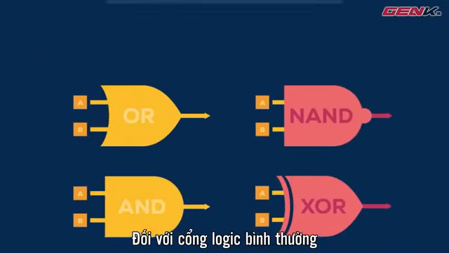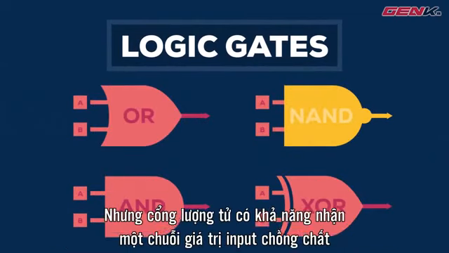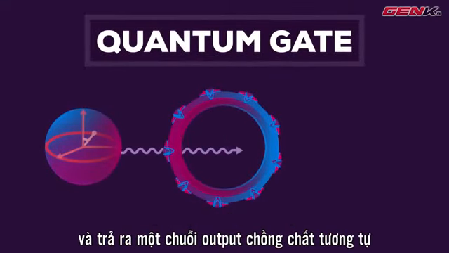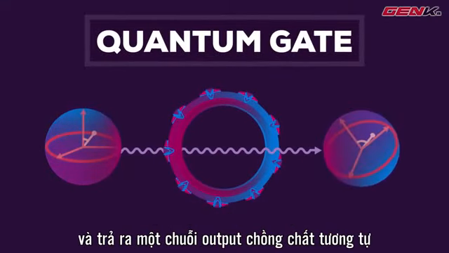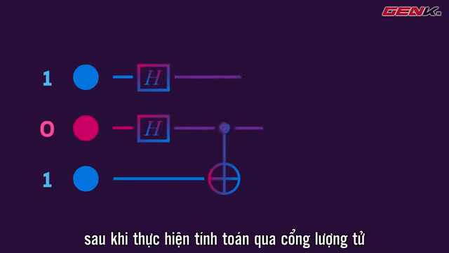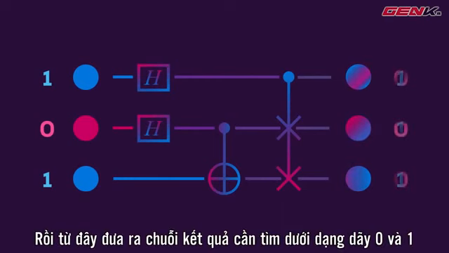A normal logic gate gets a simple set of inputs and produces one definite output. A quantum gate manipulates an input of superpositions, rotates probabilities, and produces another superposition as its output. So a quantum computer sets up some qubits, applies quantum gates to entangle them and manipulate probabilities, and finally measures the outcome, collapsing superpositions to an actual sequence of zeros and ones.